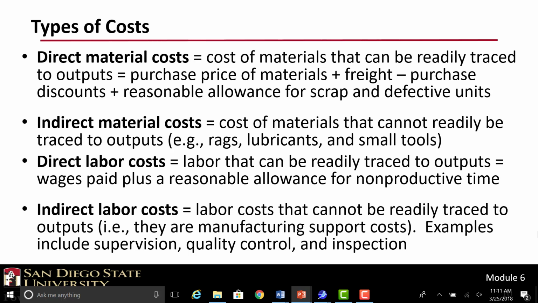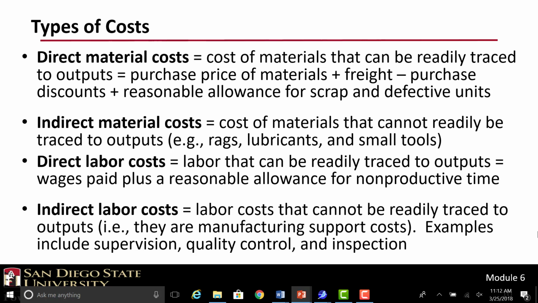Indirect material costs, for example, are the cost of materials that can't be readily traced to outputs. So in a manufacturing, you'd think of that as rags, lubricants, and small tools, but you might also think of it as the condiments that are used for our McDonald's hamburger. They're just too darn small to be traced.